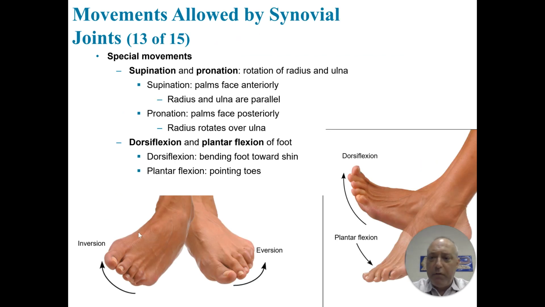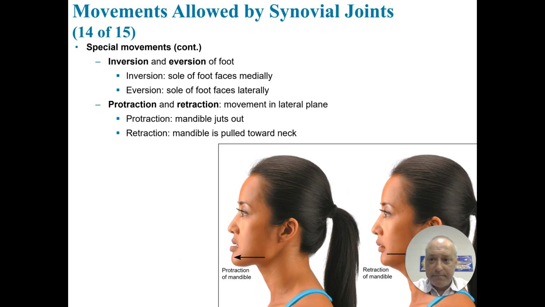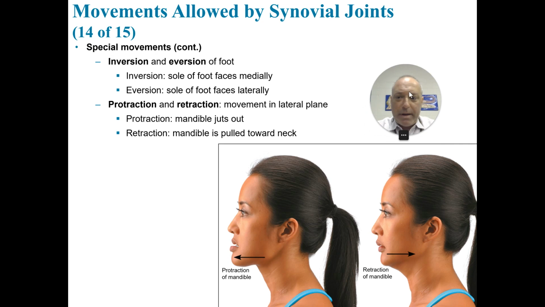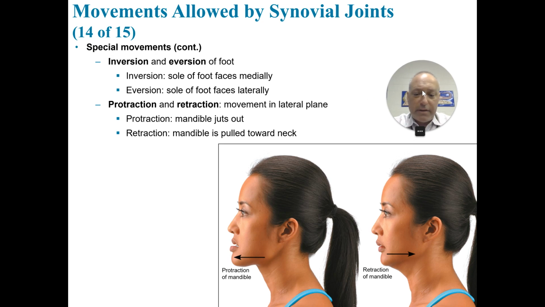Okay, some special movements also. This is the ankle joint. We've got inversion, which is when your foot is flexed into the plane of the body, and then eversion when your foot is flexed out. There's dorsiflexion when you're pointing your toes up, and plantar flexion when you're pointing your toes down. How about one for the jaw? There's protraction when you push your jaw out, retraction when you pull your jaw in.